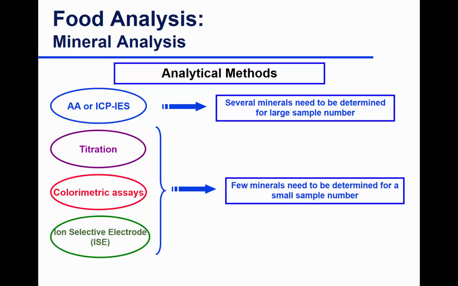The common one is for phosphorus. It's a very common method to determine phosphorus. And then the ion selective electrode, where, like you have a pH meter, but instead of an electrode for a hydrogen ion, it would be an electrode for a specific ion.